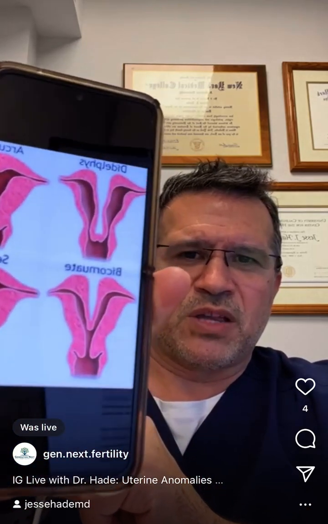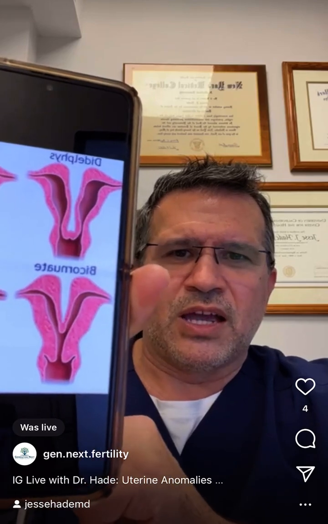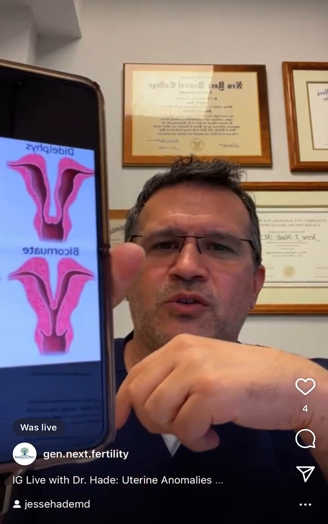Oh, wonderful. So let's go through. So we said this was the normal cavity right there. And then let's go through what the differences are. So here's a woman who would have some type of problem called a bicornuate uterus. And you can see here it's more of a heart-shaped uterus where it's almost split down the middle.